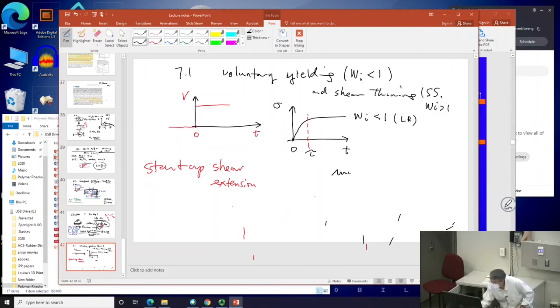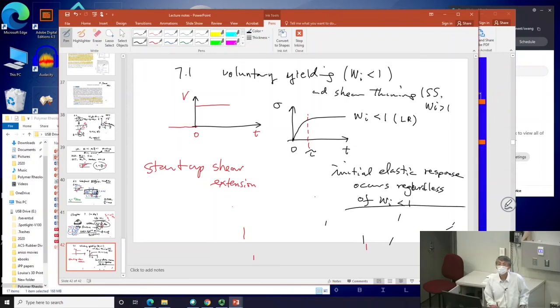Therefore, I want to emphasize one point. The initial elastic response occurs regardless of the value of Wi. So even for Wi smaller than one, you can manage to cause elastic response, because as long as the time is short enough, it has no chance to break up the structure.